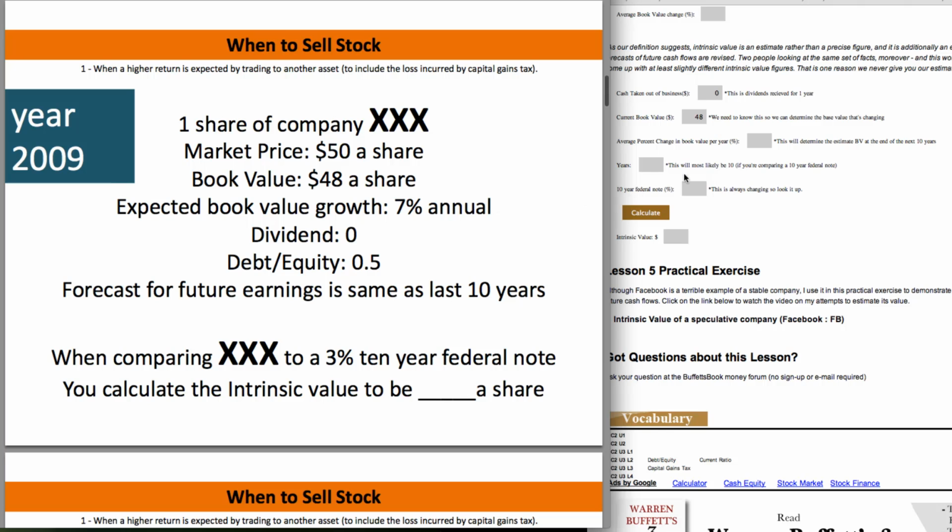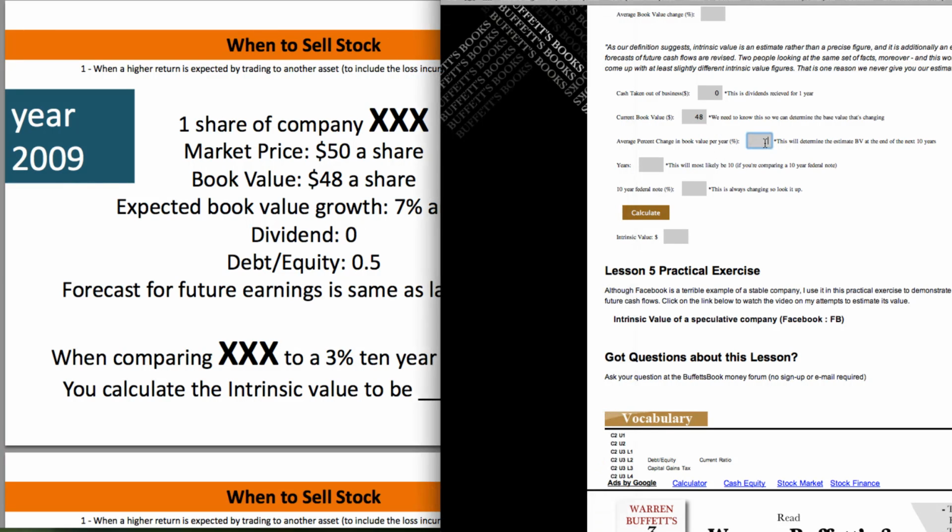This 7% annual growth is how much we think that $48 book value is going to grow by each year for the next 10 years. So we're going to put 7 in there, which means 7%. And then what we're going to discount it back off of is going to be the 10-year federal note. So it's going to go for 10 years, and we're going to use a 3% federal note, and we're going to calculate the intrinsic value. Okay, and as you can see, we got $70.25. So we're just going to round this off to, let's just say the intrinsic value of this company is $70 a share.